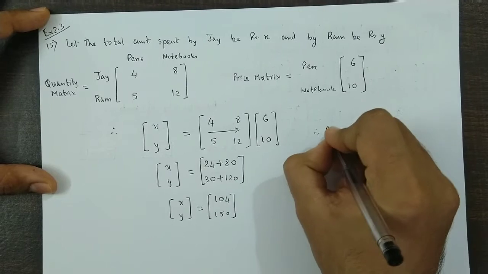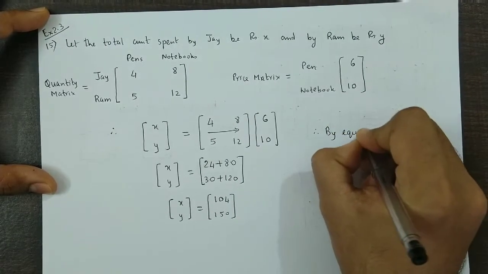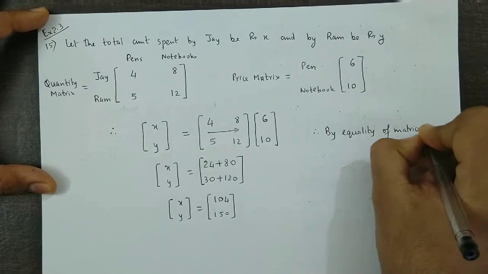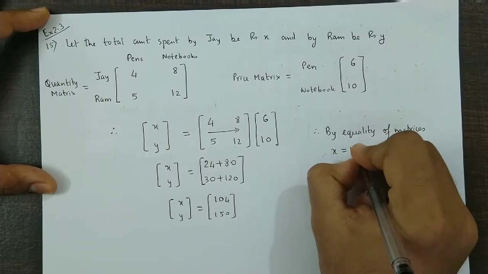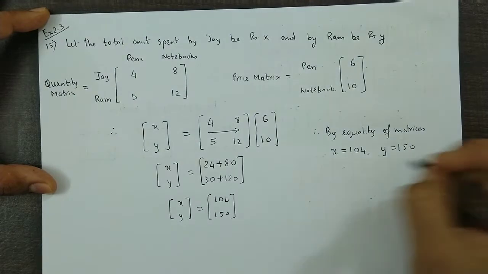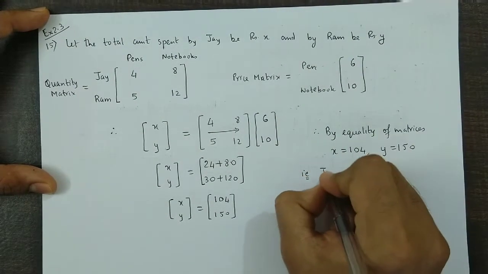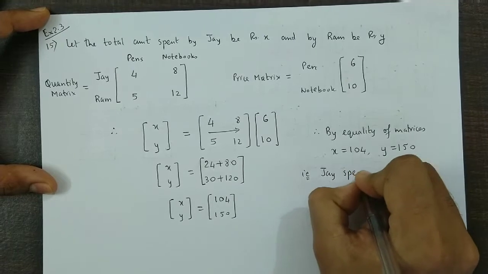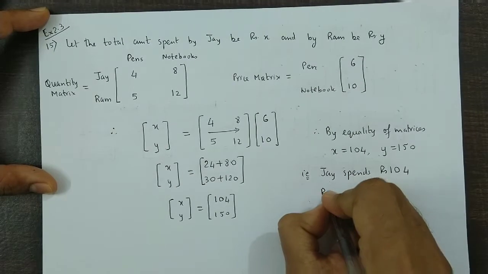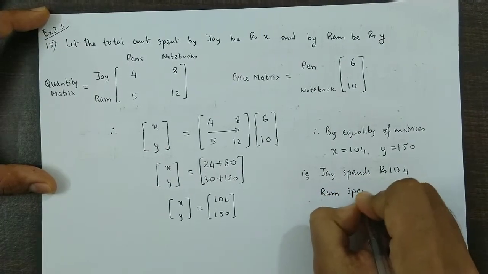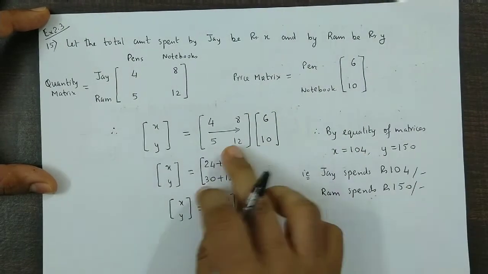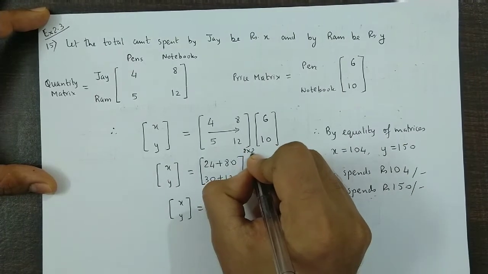So we have the matrix XY, and on the right hand side we have 104 and 150. Therefore, by equality of matrices, X is equal to 104 and Y is equal to 150. That is, Jay has to spend rupees 104 and Ram spends rupees 150.